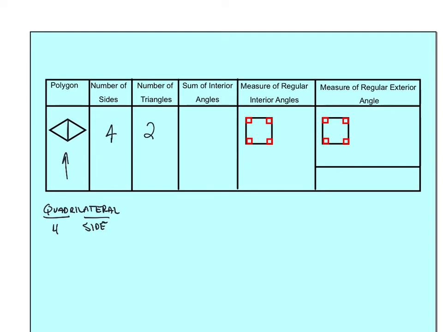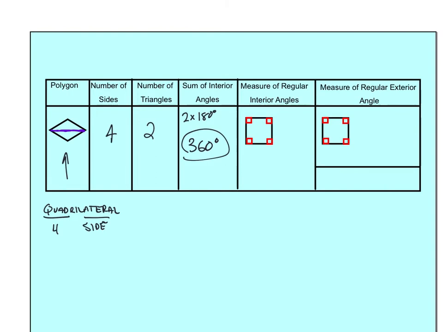And I could have just as easily gone across this way, but I want to create as few triangles as possible, so I can go across this way. That would still be 2 triangles. So now the sum of the interior angles. Well, if I have 2 triangles, then I have 2 times 180 degrees, so my sum total is going to be 360.